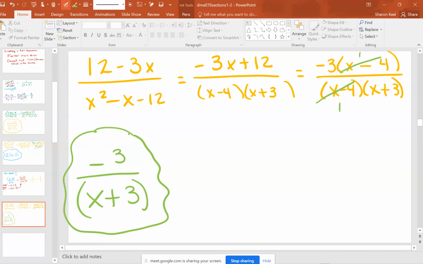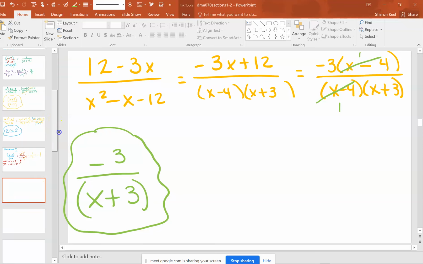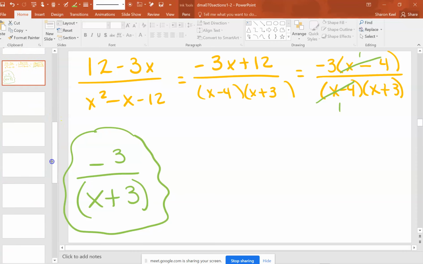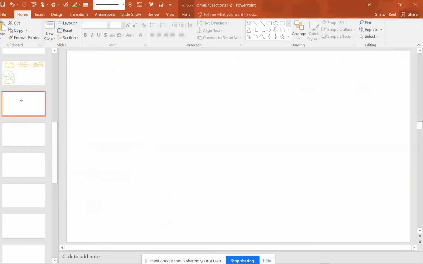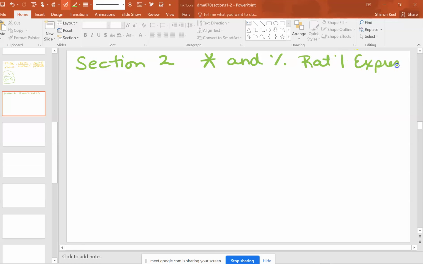Okay, so that's section 1. Now, let me go ahead and give you a big heads up. Section 2 is no harder than that. It's just longer to do. Section 2 is multiplying and dividing rational expressions. So when we multiply and divide them, we're still going to do the same process. We're going to factor and then simplify.